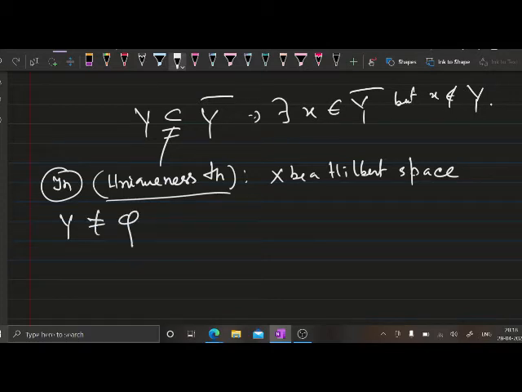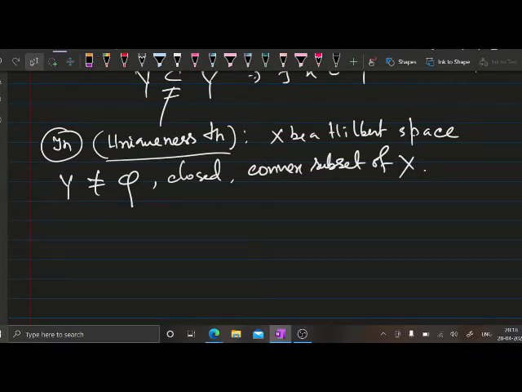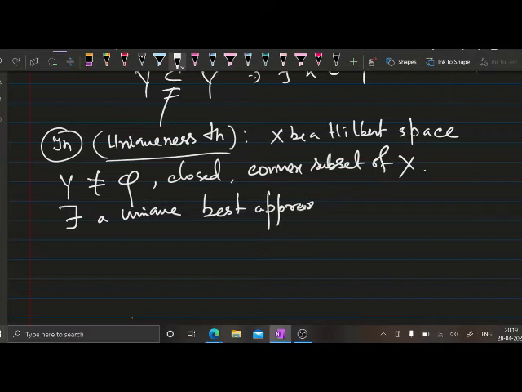Then for every small x of capital X there is a best approximation from Y to x, and not only that, there is a unique best approximation from Y to x. So there exists a unique best approximation from Y to x. Unique.